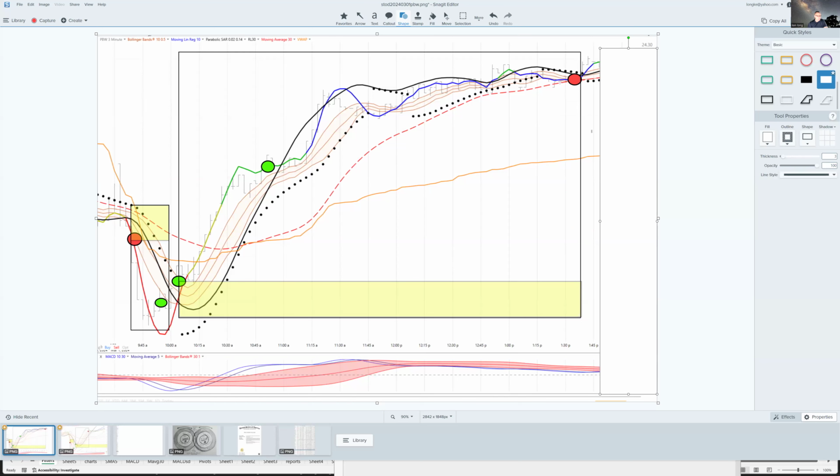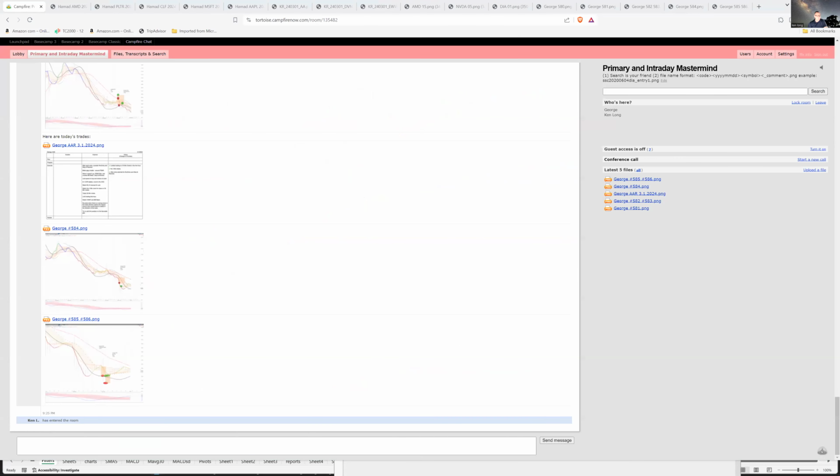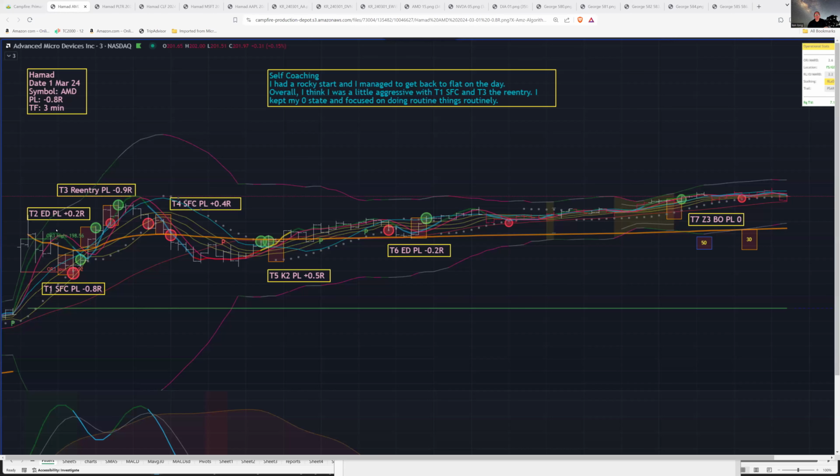Let's find the traders today. Hamad gets caught in the grind here a little bit with Advanced Micro, has really no follow through today. This entry here, I think, was late. I'd like to see you get that when it crosses the VWAP. When this fails to fail, there's no reason not to get it as soon as it crosses the VWAP.